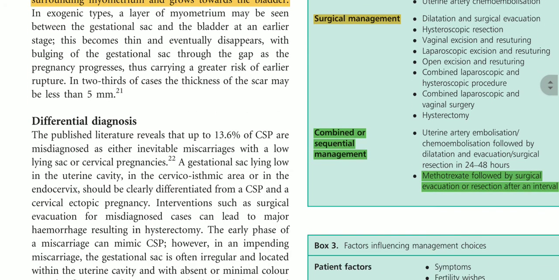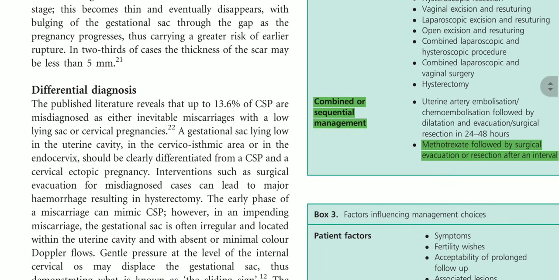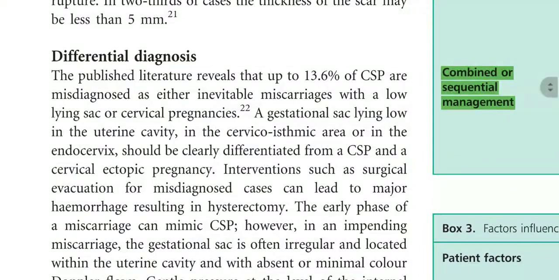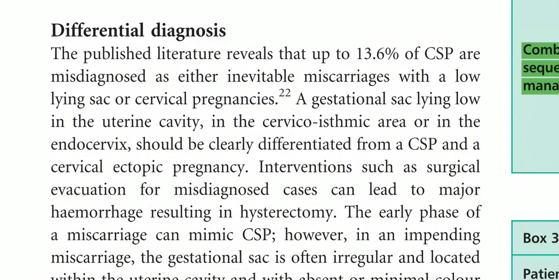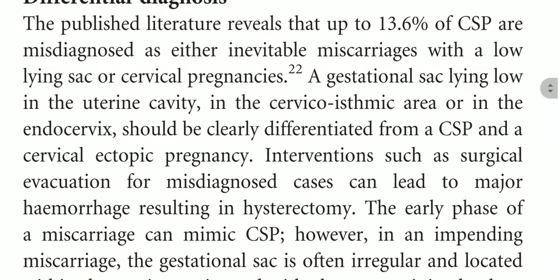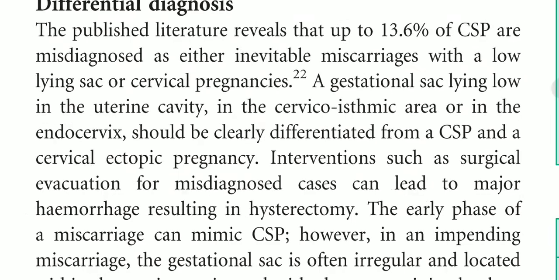Now, coming to the differential diagnosis. Published literature reveals that up to 13.6% of cesarean scar pregnancies are misdiagnosed as early inevitable miscarriage with a low-lying scar or cervical pregnancy. A gestational sac lying low in the uterine cavity in the cervicoisthmic area or in the endocervix should be clearly differentiated from cervical scar pregnancy and cervical ectopic pregnancy. Interventions such as surgical evacuation of a misdiagnosed case can lead to major hemorrhage resulting in hysterectomy, and the early phase of a miscarriage can mimic cesarean scar pregnancy.